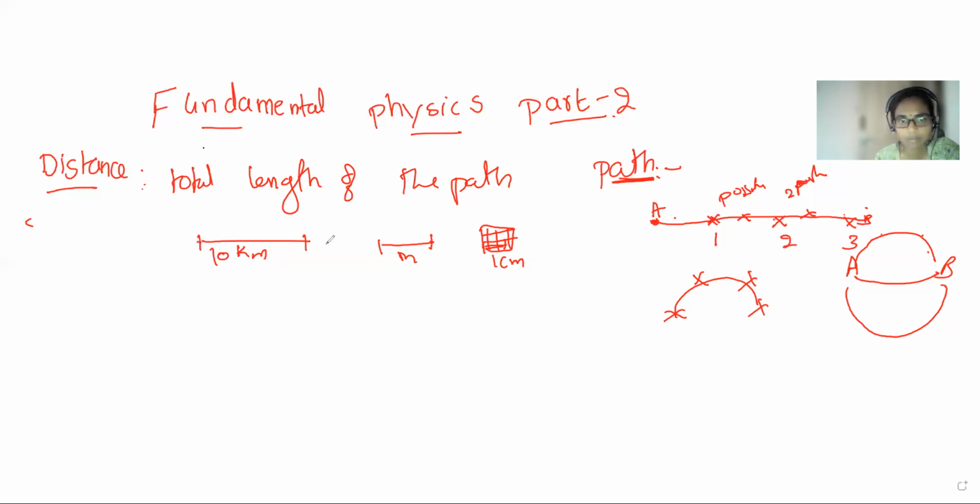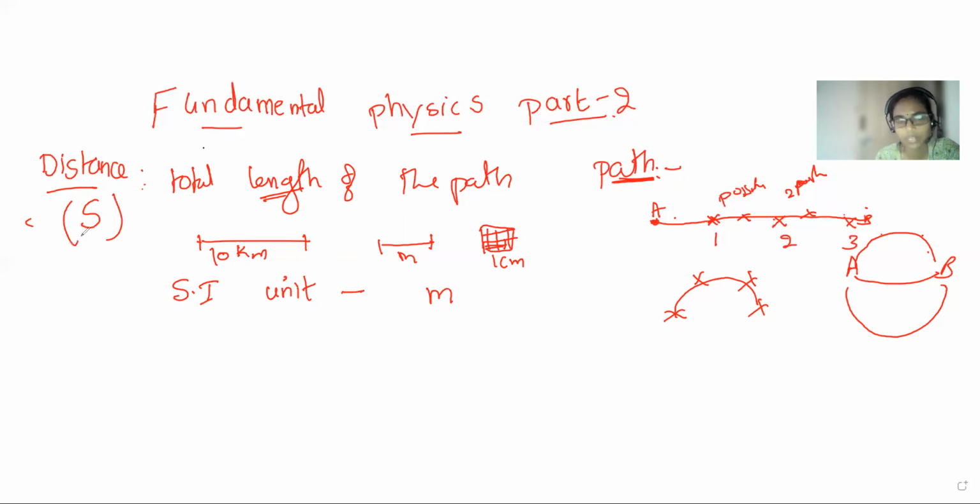Or distance we can measure in meters. So that's why we can write the SI unit. It is nothing but length only, no? Length, the SI unit is meter. That's why the SI unit of distance is also meters. We can represent the distance using the symbol S.